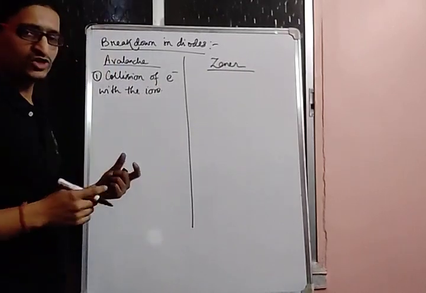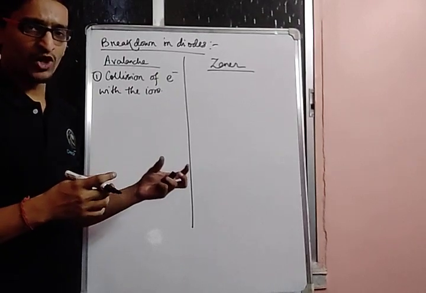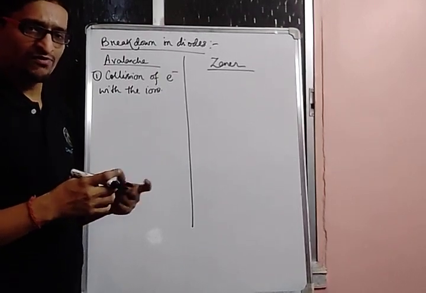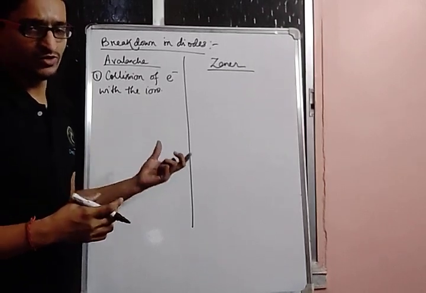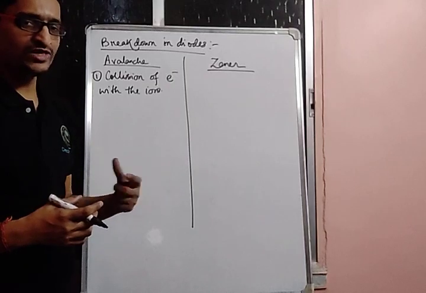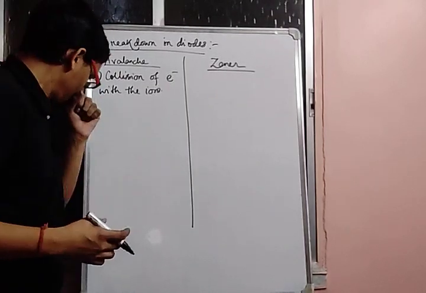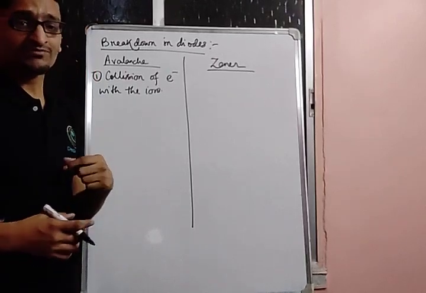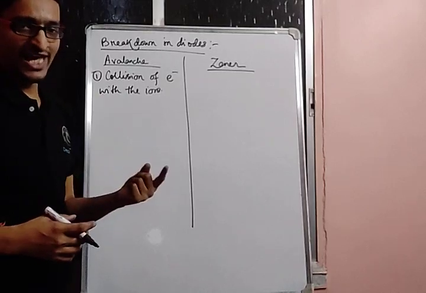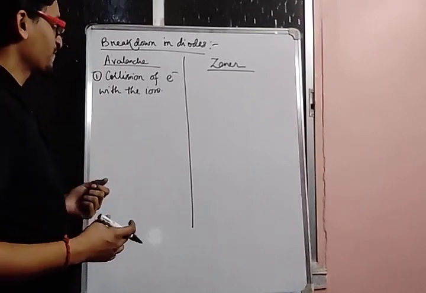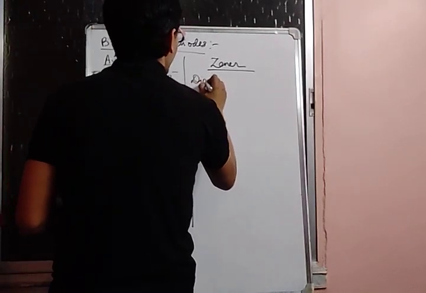This electron basically collides with the ions, and as a result the covalent bond in that ion breaks down, which releases more electron and hole pairs. That electron gains sufficient energy from the applied reverse bias voltage so as to collide with some other ions, and this process is cumulative in nature.